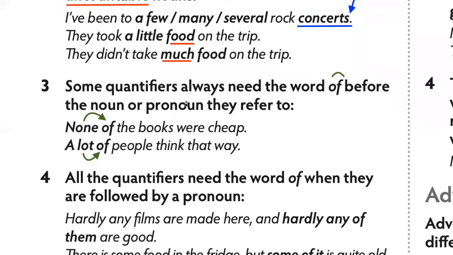Some quantifiers always need the word of, the preposition, before the noun or pronoun they refer to. What are the pronouns? For example, none of them, none of us. What are the nouns? For example, none of the books were cheap, or a lot of people think that way.